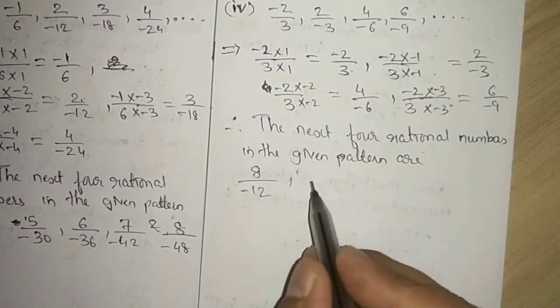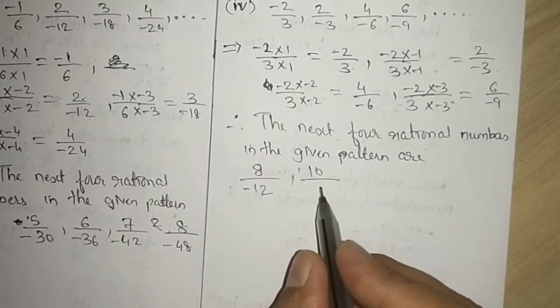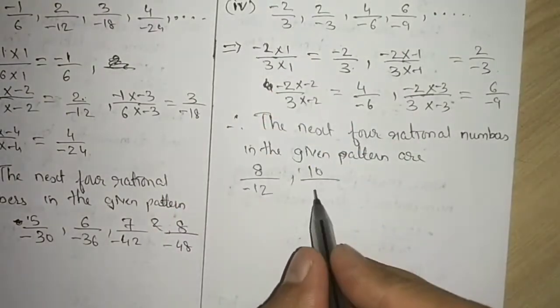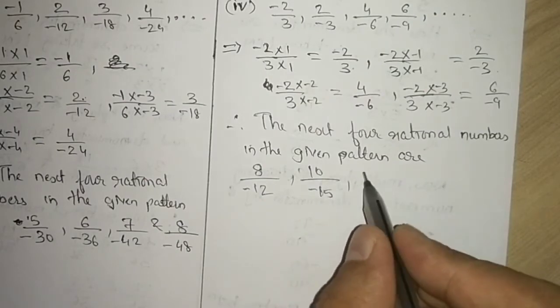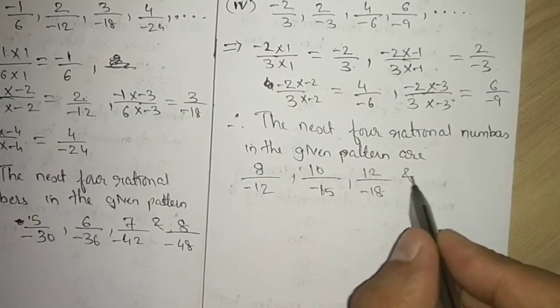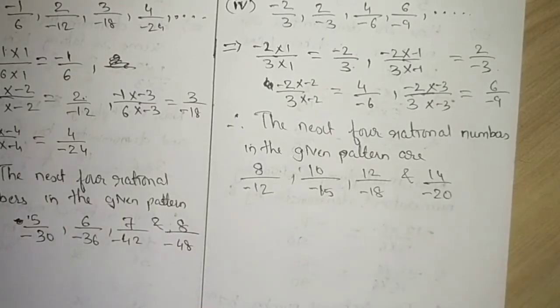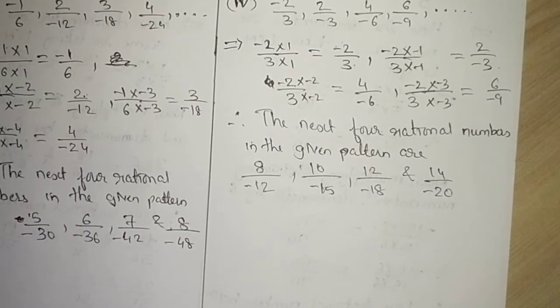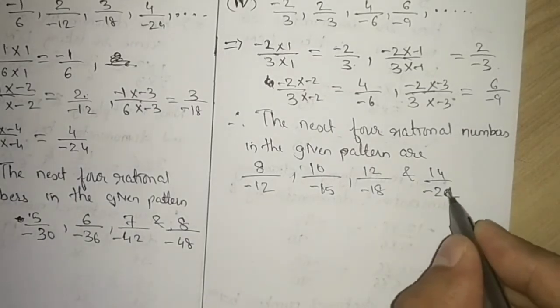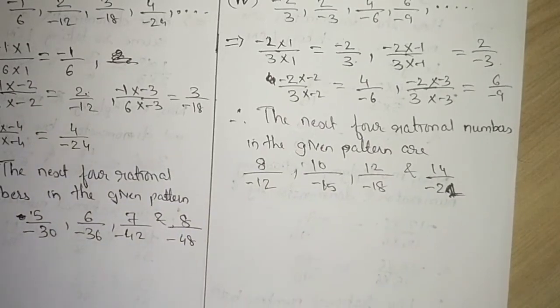Then minus 2 into minus 5 will be 10, divided by 3 into minus 5 will be 15. So next will be 12 by minus 18 and 14 by minus 21, because the denominator is increasing by 3. So this is question number 1.